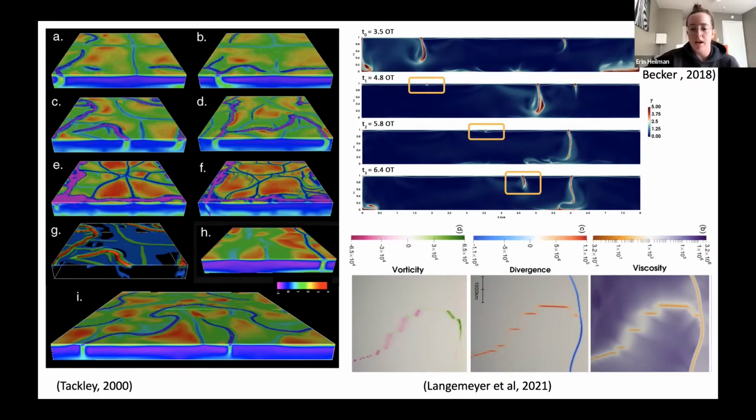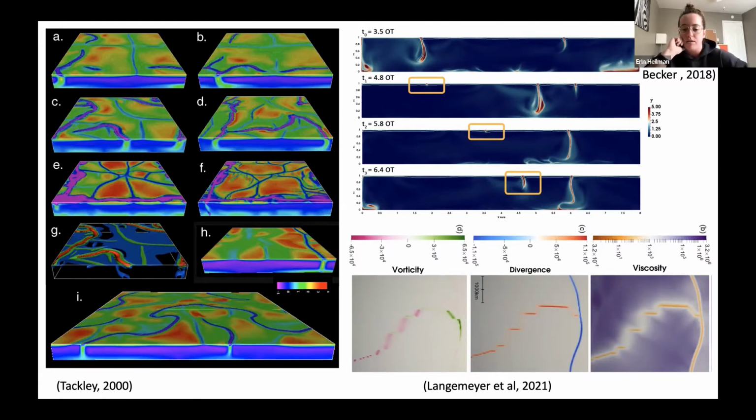I took that as a jumping off point for my work, specifically looking at how plate boundaries evolve, both subduction zones and spreading centers. One of the hallmarks of plate tectonics on Earth at spreading centers are transform faults. This paper by Langemeyer et al. in 2021 did show transform faults evolving in global mantle convection models using STAG-YY, which is another mantle convection code.